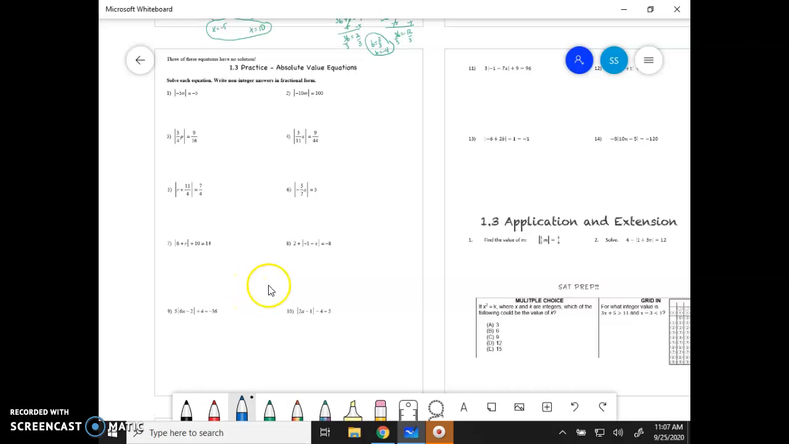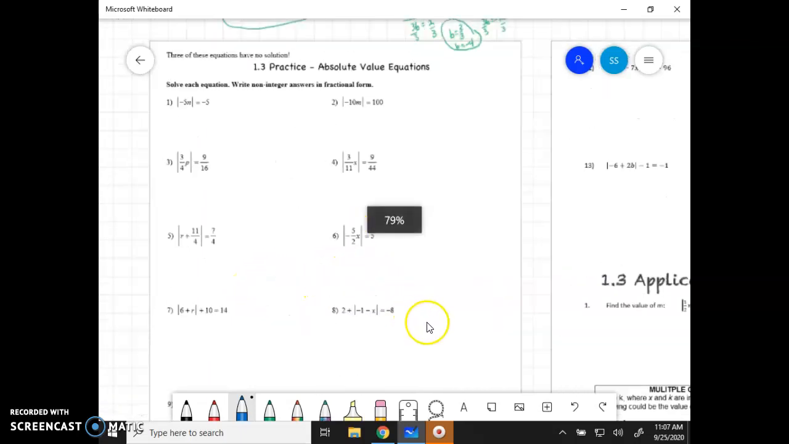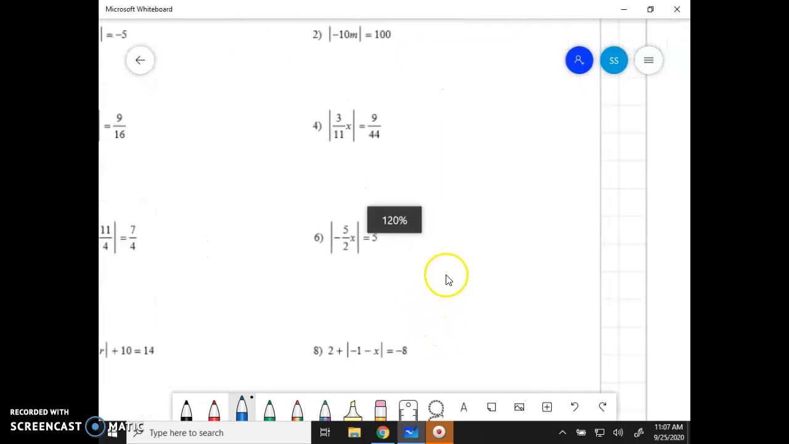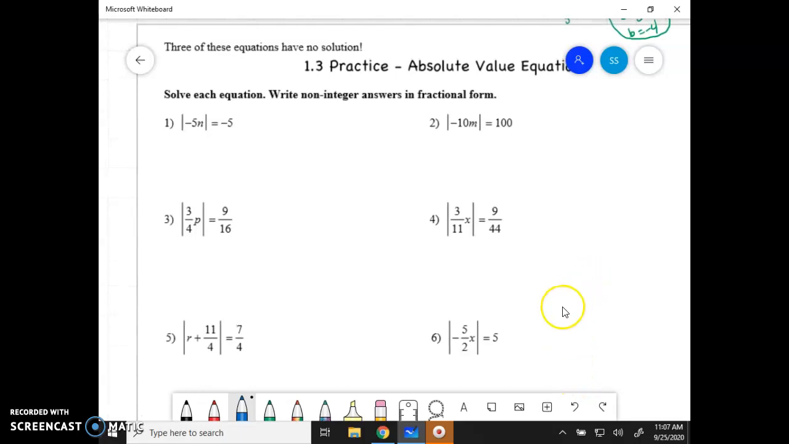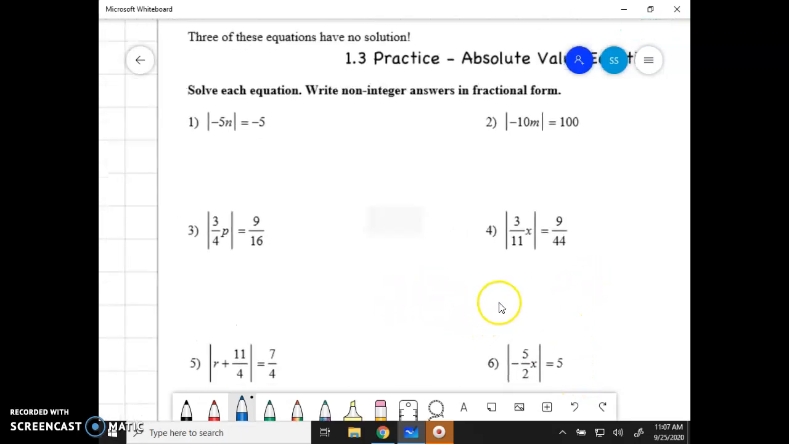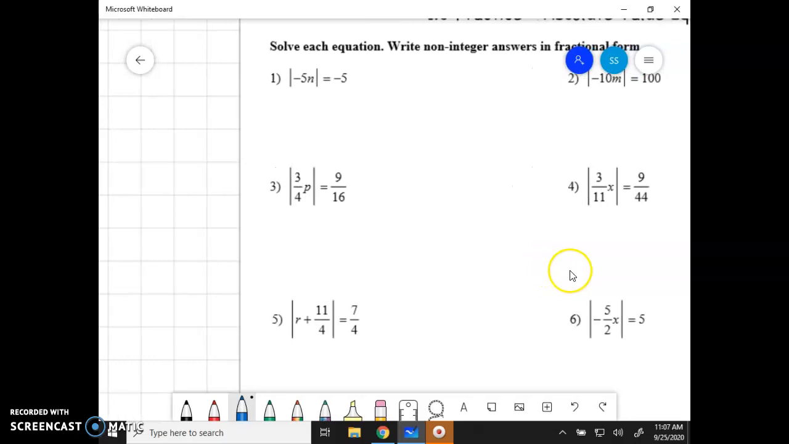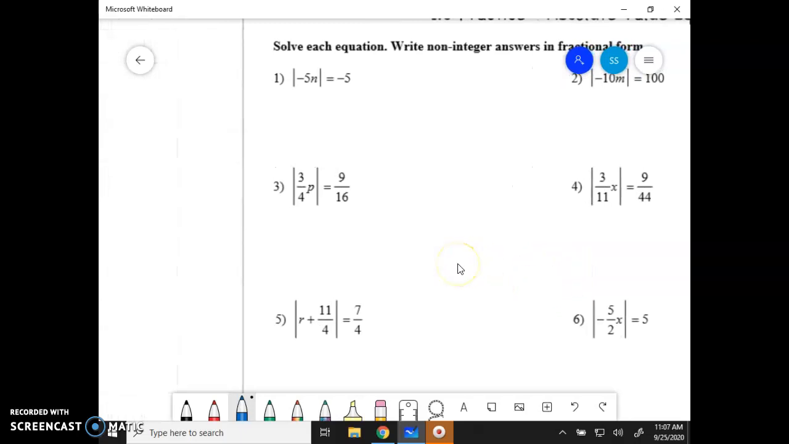Okay, here we go. This is a practice problem help video for Algebra 2 on absolute value equations. Why don't we just look at some of these odd problems together. Keep in mind your steps to solving absolute value equations.